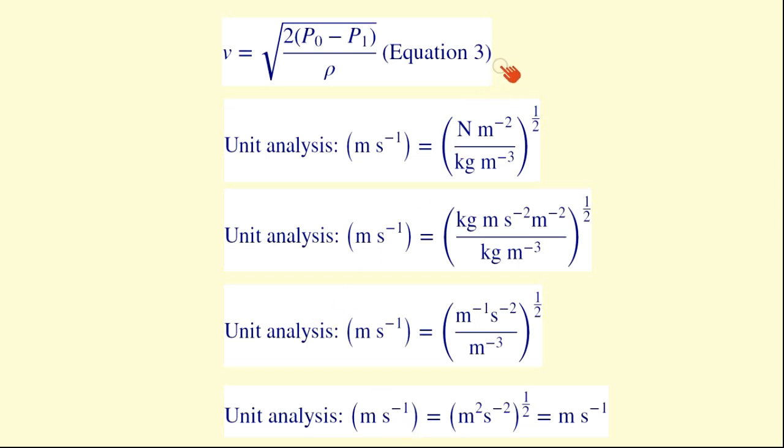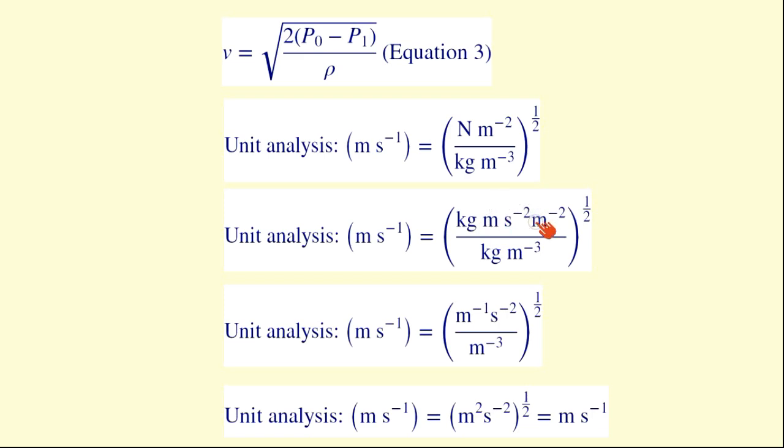And again, that's equation number 3, and I'm just going to do a quick unit analysis. The unit of v is meters per second. 2 doesn't have units. I'm just going to use one of the pressures because they have the same units, so newtons per meter squared. Rho is in units of kilograms per meter cubed. The square root is just replaced by the power half, which makes it easier to work through. A newton is a kilogram meter per second squared, times meter to the minus 2, divided by kilograms meter to the minus 3. Tidy up, kilograms disappear, common to both.